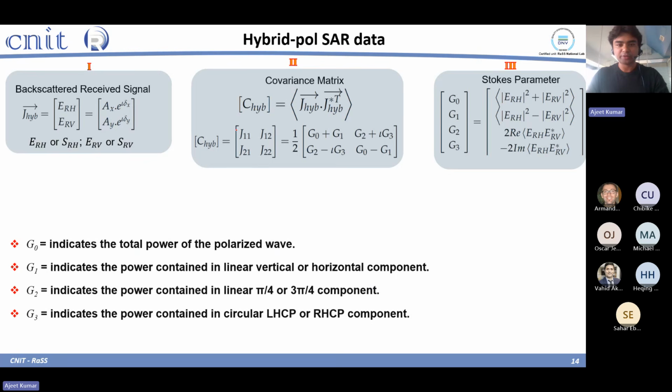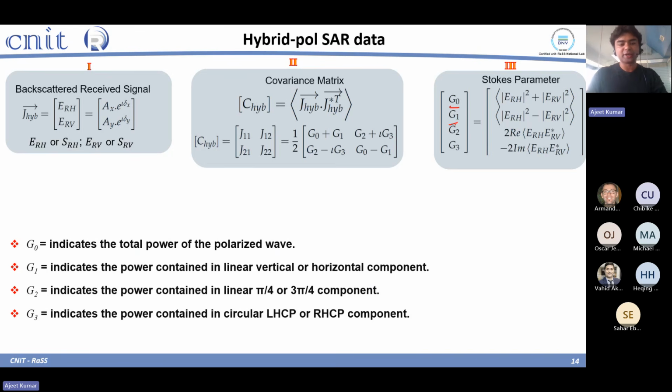When you switch from the Jones vector to the covariance matrix, and then from there to Stokes parameters, you have four elements that can have a physical significance like this. The G0 indicates the total backscattered power.